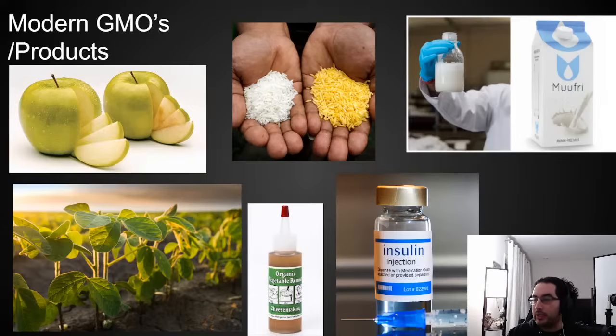Another one that I think is probably the most common modern genetically modified material is actually insulin. Every vial of insulin that is sold on the market today comes from genetically modified bacteria or yeast.